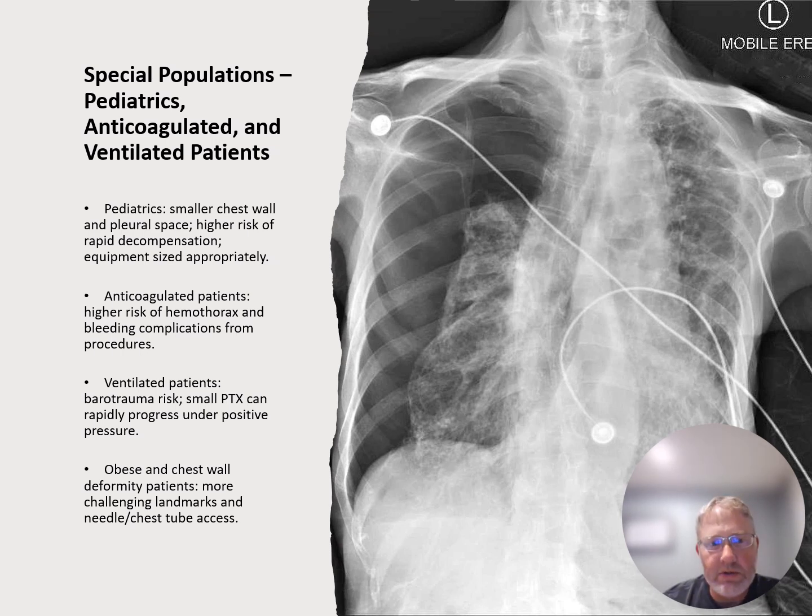Obese patients and those with chest wall deformities certainly have more challenging landmarks and thicker chest walls, which complicates both needle decompression and chest tube placement. Knowing these challenges ahead of time can help you to plan your approach rather than being surprised and freaked out mid transport.